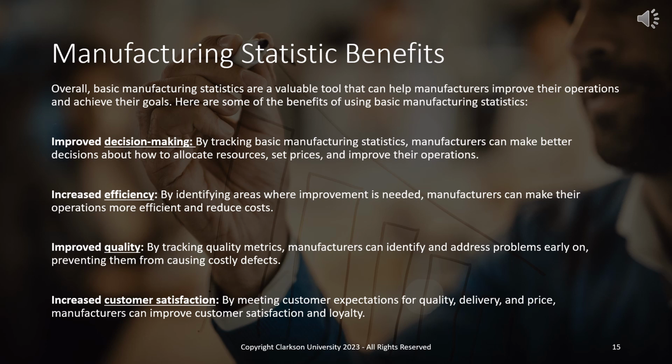By tracking manufacturing statistics, Industry 4.0 ready manufacturers can make better choices about how to allocate resources, set prices, and improve their operations. By identifying areas where improvement is needed, manufacturers can make their operations more efficient and reduce cost. By tracking quality metrics, manufacturers can identify and address problems early on, preventing them from causing costly defects. And by meeting customer expectations for quality, delivery, and price, manufacturers can improve customer satisfaction and loyalty.